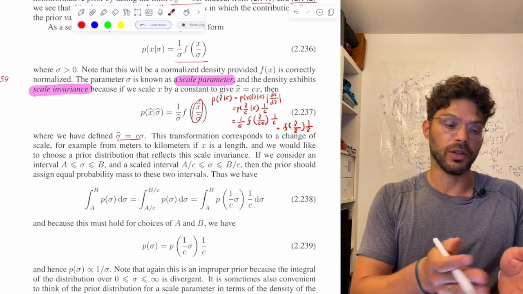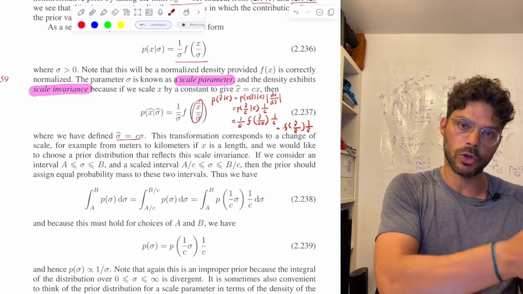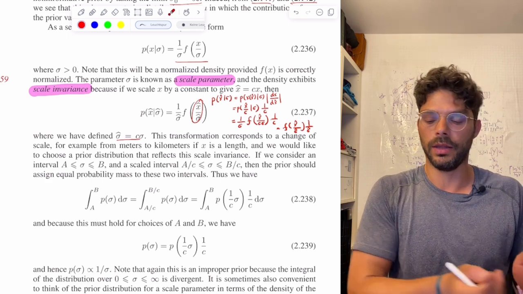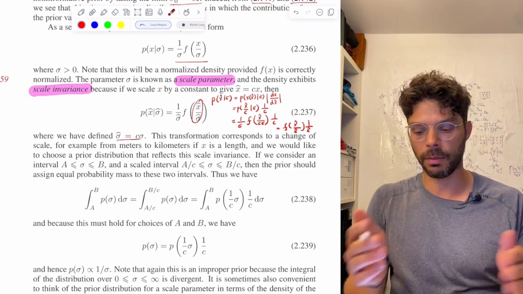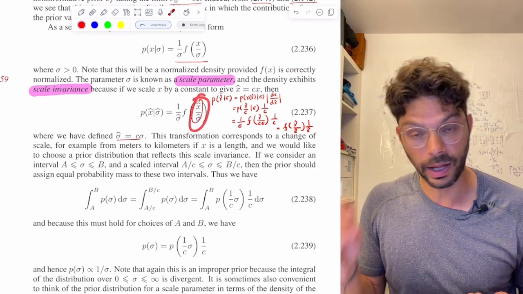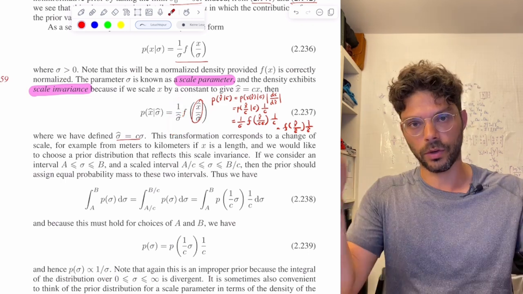On the other side, if you got a data point x that was 10 times as small, then again you get the same shape as long as you remember to scale your parameter to make it 10 times smaller. So that's where the scale invariance comes from. Once you normalize for the scale of the data, things look the same up to some normalizing constant.